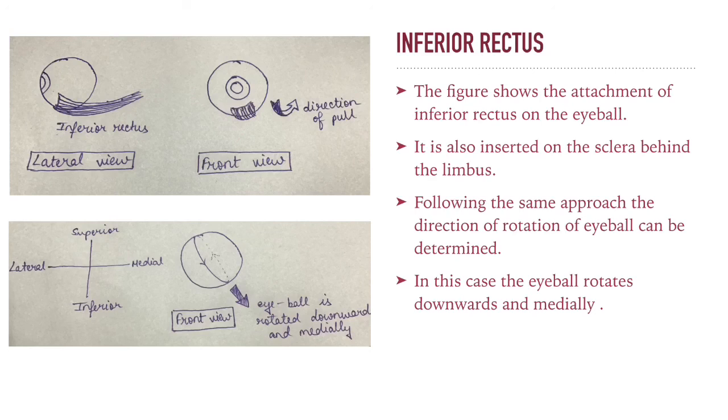Following the same approach as before, the direction of rotation of the eyeball can be determined. In the first figure, the arrow shows the direction of pull, and with it as a tangent, we have drawn the circle in the second figure. And in the second figure, the arrow shows the direction in which the pupil would move. In this case, the eyeball rotates downwards and medially.